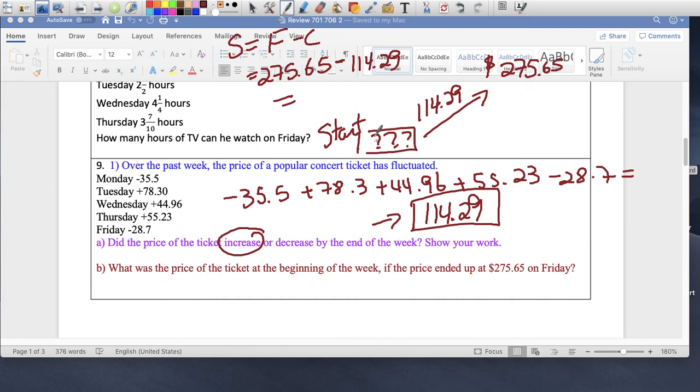It means that at the beginning of the week, the price of the ticket, which you should have bought, was 161.36. And that makes sense because it had to be a lower price. So it was at 161.36, it went up, and ended up closing at 275.65. Quite pricey.